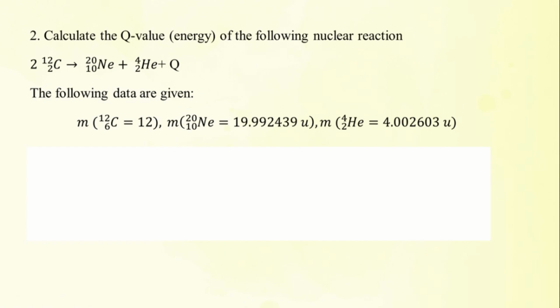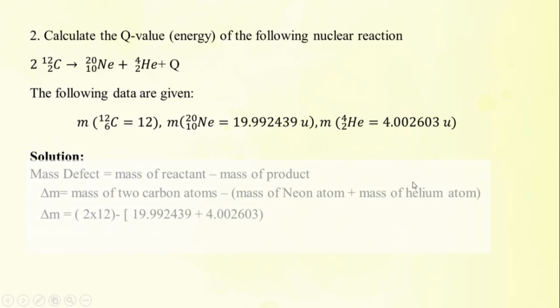So the following data are given. Mass of carbon is 12, and neon it is given. For helium it is also given in universal atomic mass unit. So here remember that we should always use what is given there, not anything else. In order to solve this, we have to know the equation. Mass defect is mass of the reactant minus mass of the product. Reactant is this one and the product is at the right hand side.